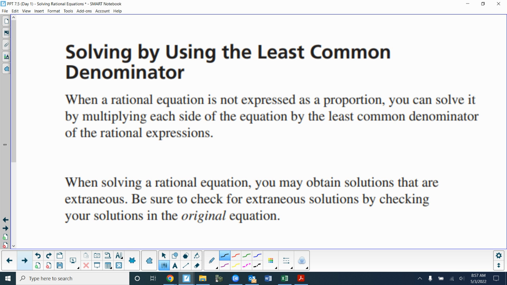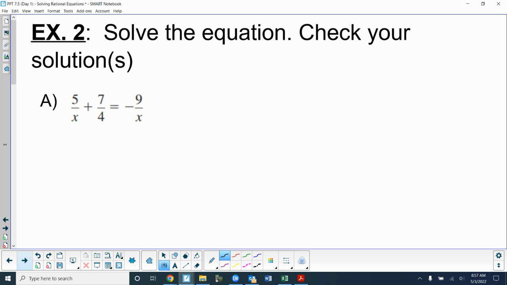Now we're going to use the least common denominator, because we're going to have at least 2 terms on one side, or maybe 2 terms on both sides, okay? So always check your solutions. What denominators do you see? All you see is an x and a 4, right? So our common denominator is 4x. So we're going to multiply this whole equation by 4x, okay?